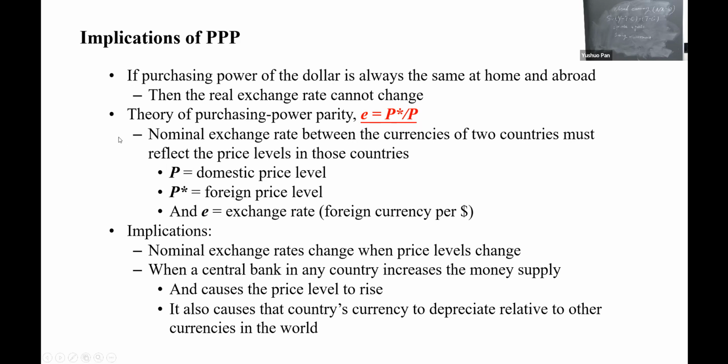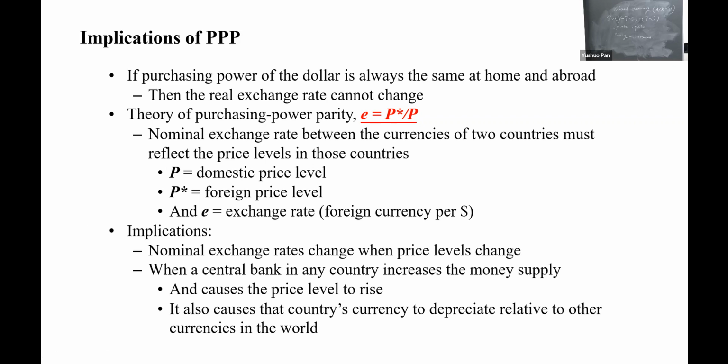So the theory of purchasing power parity is this one: E equals the price ratio. Remember, since for the exchange rate the denominator is always the US dollars, the P for the domestic price is in the denominator, and the numerator is the foreign price. Foreign price divided by the domestic or US price, that's the exchange rate. So that's the theory of purchasing power parity. The nominal exchange rate between the currencies of two countries must reflect the price levels in those two countries.